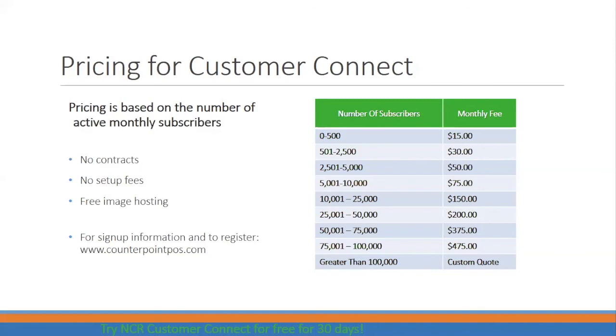Subscribers are valid subscribers. So this means that if you by chance ordered a 10,000 piece email list and you uploaded that into Customer Connect and you sent an email out the door, but only 7,000 emails were valid and actually made it to their recipients, then you're only charged for the 7,000. So that's what a valid subscriber is.